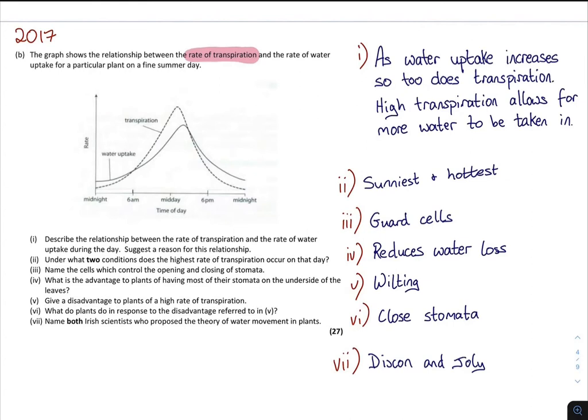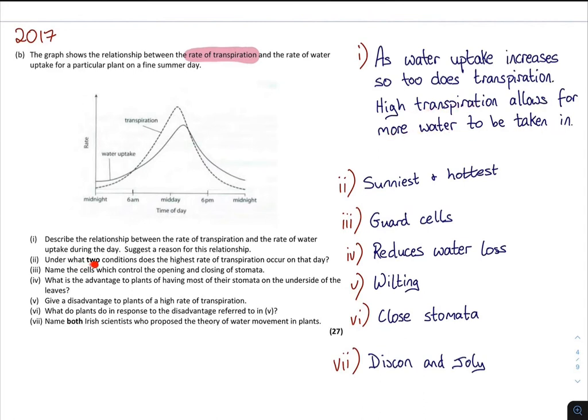Well, you can see that as the rate of transpiration increases, so does the rate of water uptake. And as it decreases, the other one decreases. So I just said, as water uptake increases, so too does transpiration, or vice versa. It doesn't matter. Suggest a reason for that. Well, it does go back to the cohesion tension model. So a high transpiration rate allows for more water to be taken in. Remember, however much water plants lose, they have to take in again, because they'll start to wilt otherwise. So high transpiration allows for more water to be taken in.